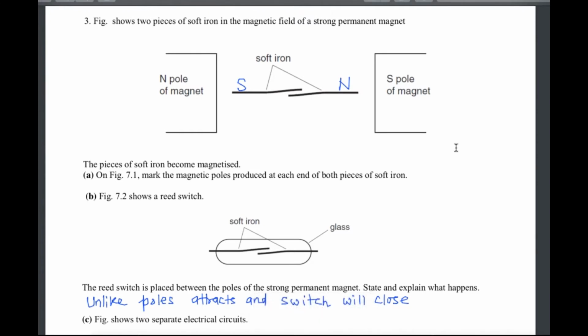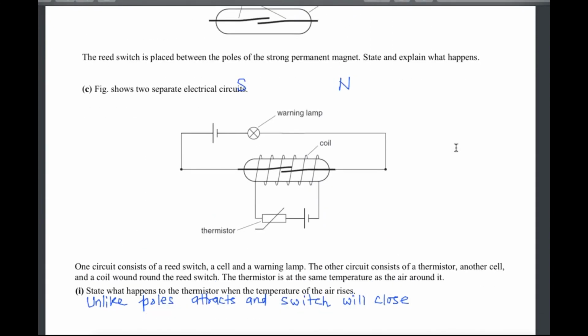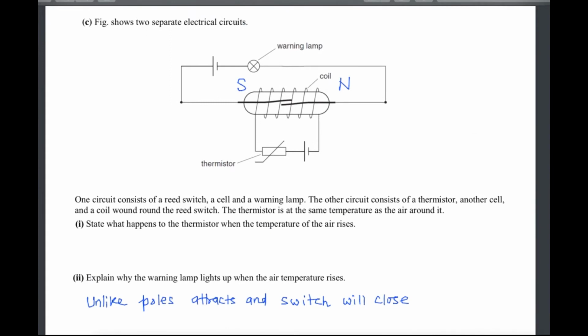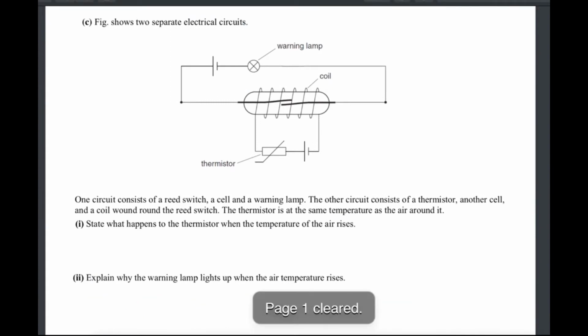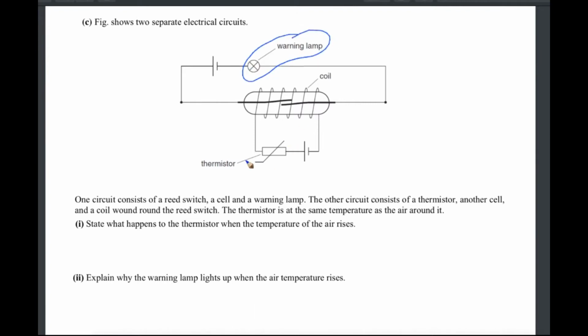Coming to the next, part C. The figure shows two separate electrical circuits, okay? One consists of the reed switch, a cell and a warning lamp. The other circuit has a thermistor, another cell and a coil wound round a reed switch. So first of all, why are we using this warning lamp and why is there a thermistor?